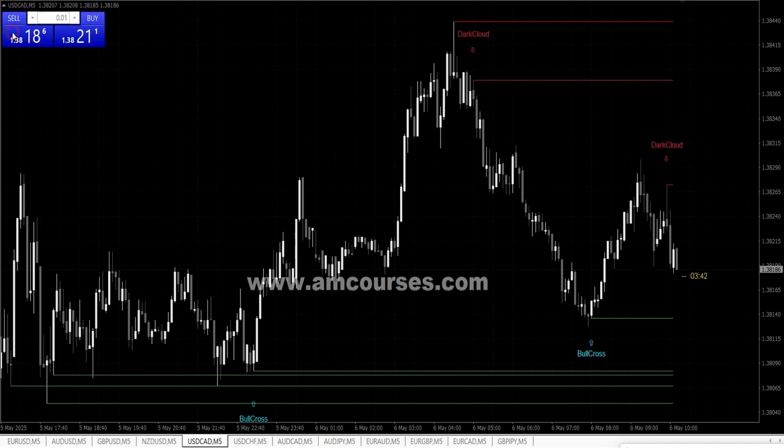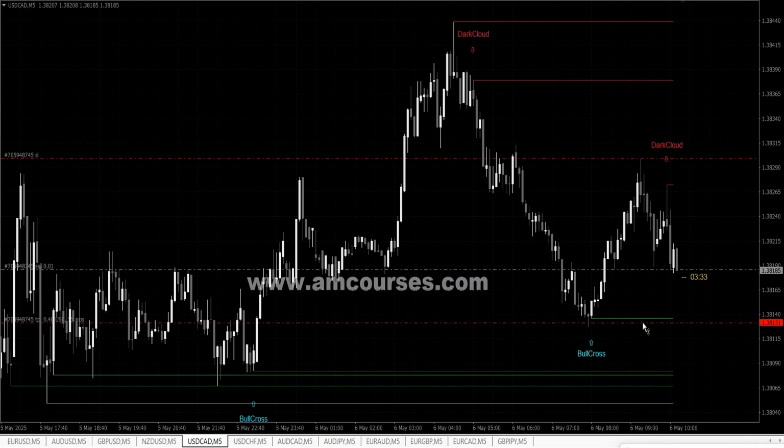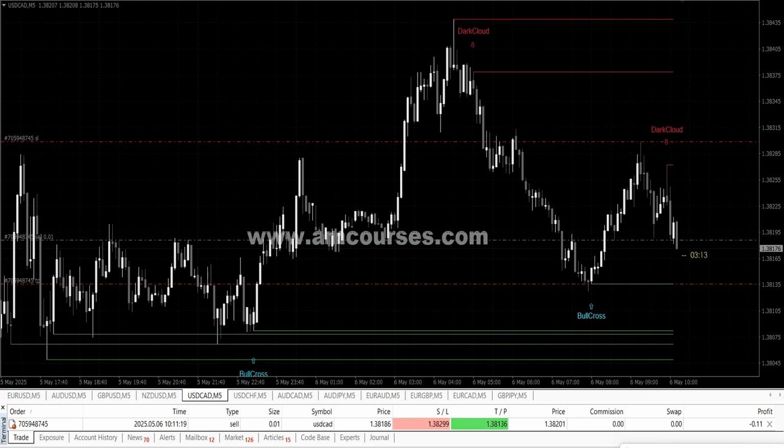Now let's talk about this smart indicator. It automatically detects both bullish and bearish candlestick patterns like bullish and bearish engulfing, piercing patterns, hammer, bull cross, bear cross, Harami, evening star, shooting star, and many more. You'll receive instant pop-up alerts whenever a new pattern forms. The alert shows the currency pair, the exact time, and the name of the candlestick pattern. No need to constantly monitor every chart. This makes your trading faster, smarter, and more accurate.